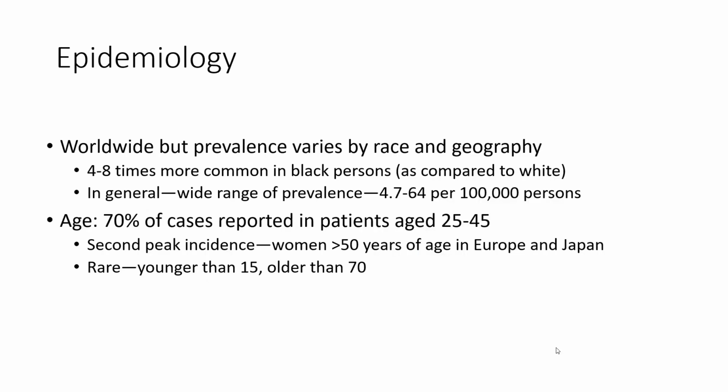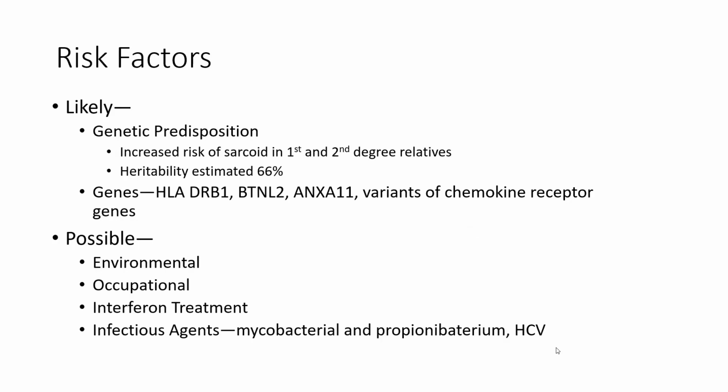So in terms of epidemiology, sarcoidosis tends to be more common in black persons as compared to whites, with a wide range of prevalence from 4.7 to 64 per 100,000 persons. 70% of cases reported in the United States occur in patients 25 to 45 years of age, so it tends to be a young to middle-age type of illness. As with the other interstitial lung diseases, there does tend to be a possibility for genetic predisposition. We don't need to know the details of that, but also there tends to be a possible environmental exposure.